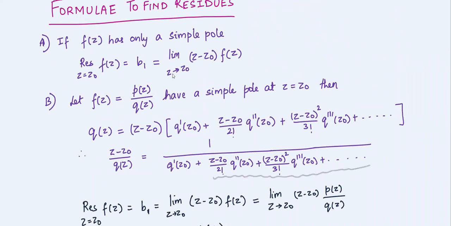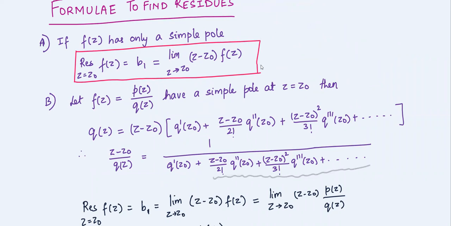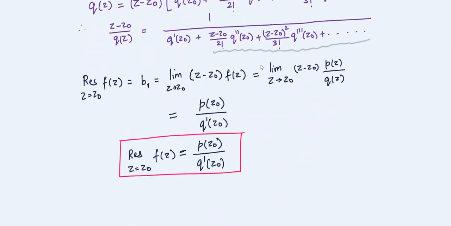In the previous case, it was just the limit z tending to z naught of z minus z naught times f of z.